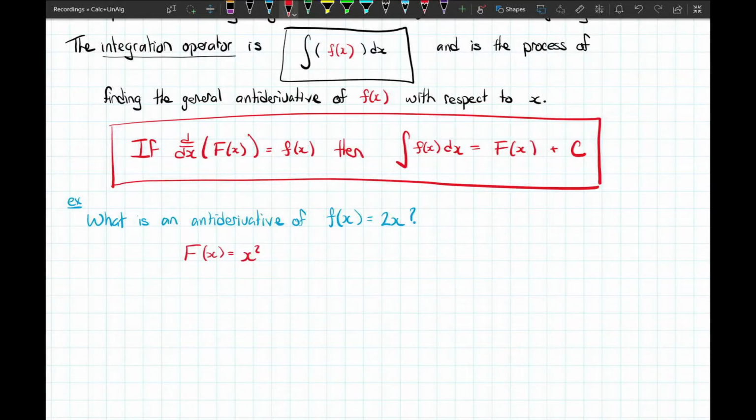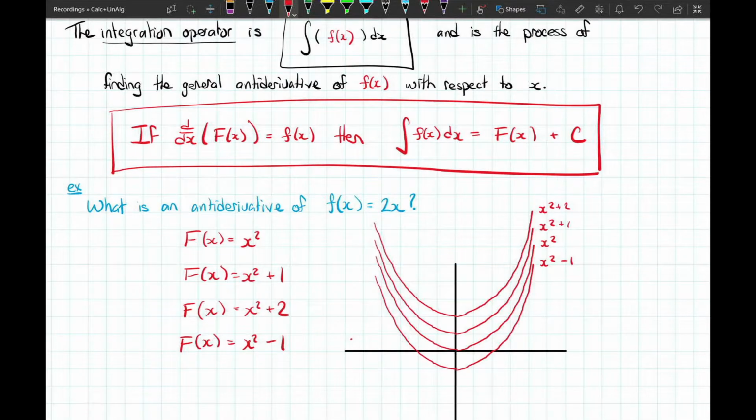But the function x squared isn't the only antiderivative. In fact, I could have the function x squared plus 1, which also has the derivative 2x, or x squared plus 2, or maybe x squared minus 1. In fact, x squared plus any constant would still have the derivative equal to 2x. Maybe this wouldn't be a surprise because all of these functions have exactly the same shape, just moved up or down. Seeing that all of these have the same shape, it seems that they would all also have the same derivative.